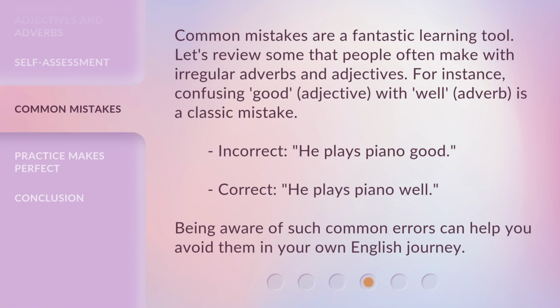Common mistakes are a fantastic learning tool. Let's review some that people often make with irregular adverbs and adjectives. For instance, confusing "good," the adjective, with "well," the adverb, is a classic mistake. Incorrect: he plays piano good. Correct: he plays piano well. Being aware of such common errors can help you avoid them in your own English journey.